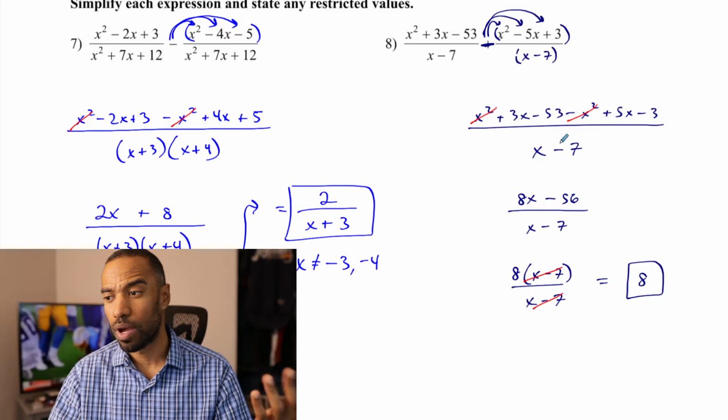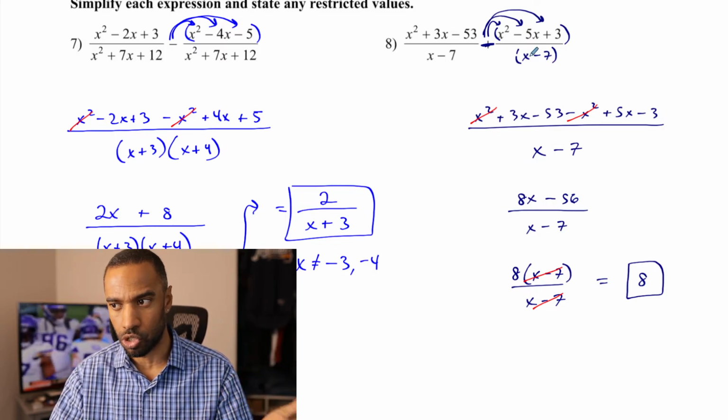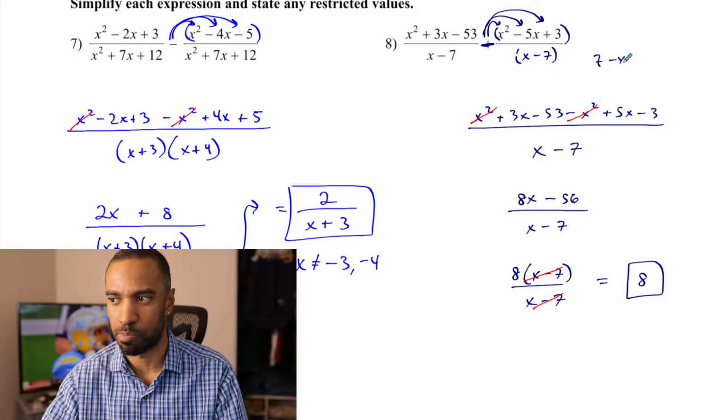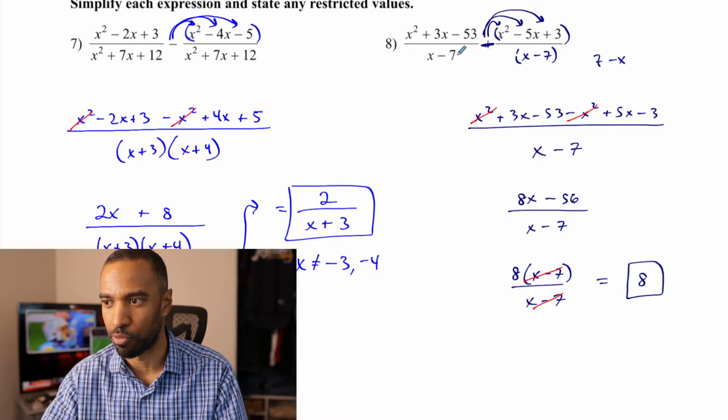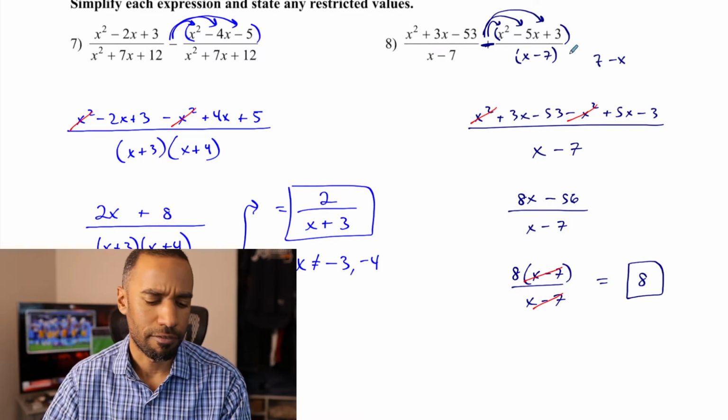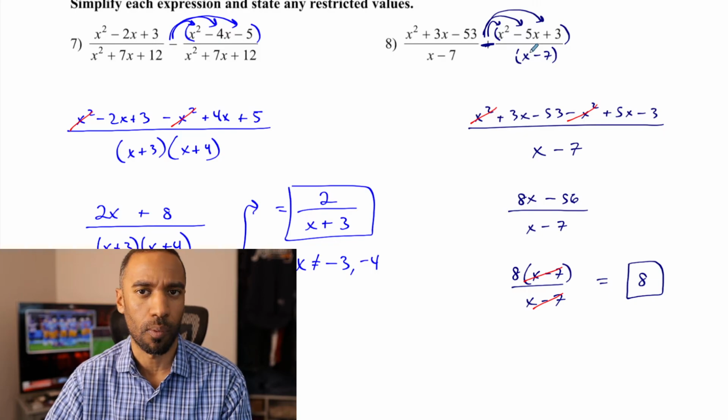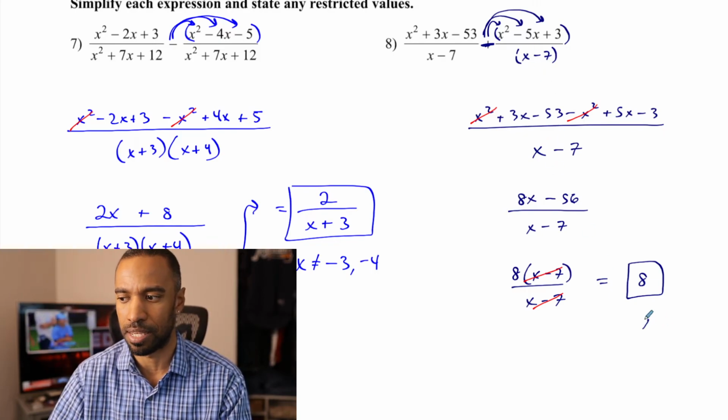All right, restrictions. Well, in this case, I didn't really do anything. Remember, this was 7 minus x before. x couldn't be 7 before. x still can't be 7 now. Factoring out the negative changed nothing about what x couldn't have been here.